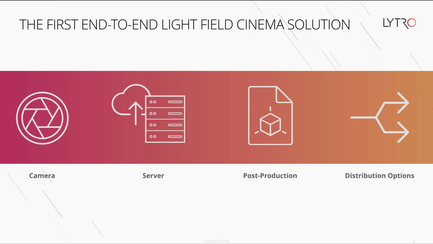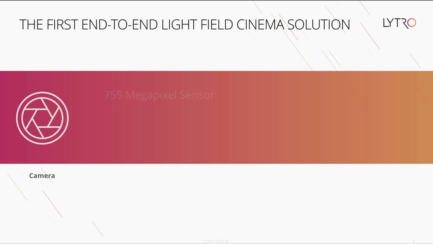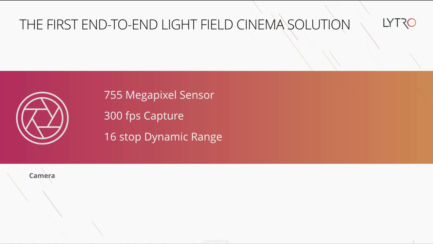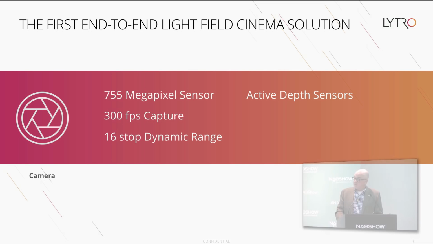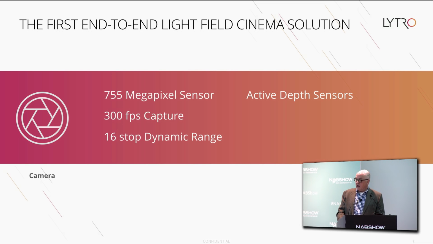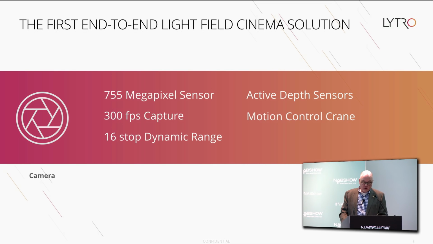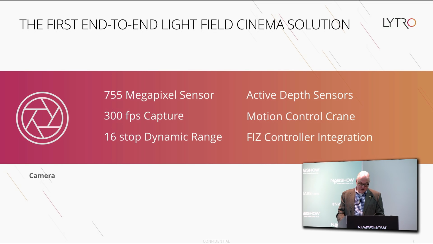The Lytro Cinema camera is a remarkable piece of design and engineering. The system is comprised of a custom-built 755 megapixel sensor capable of capturing up to 300 frames per second with a 16-stop dynamic range. Active depth sensors capture precise depth information within the frame, which allows us to calculate extremely accurate depth data for the entire scene. The camera in its current form has a large form factor and is mounted on a custom motion control crane with a gearhead control system, offering tremendous flexibility in shot design. And finally, the integration of traditional focus controllers and a touchscreen interface allow the control of the system in a manner very familiar to camera professionals.